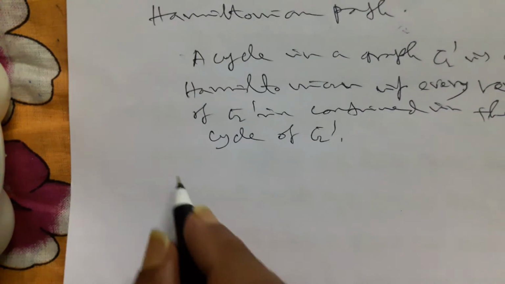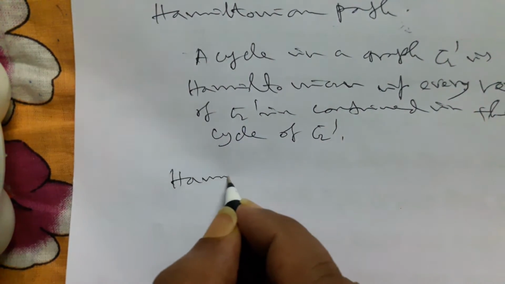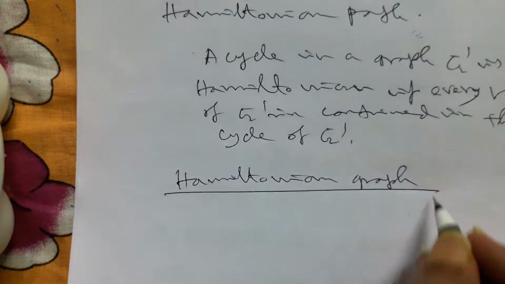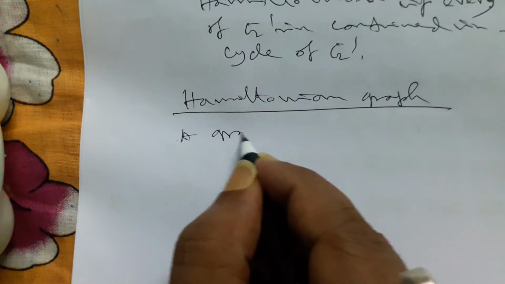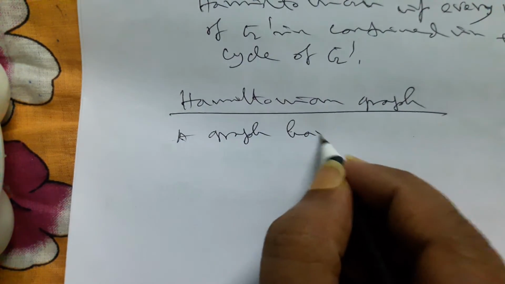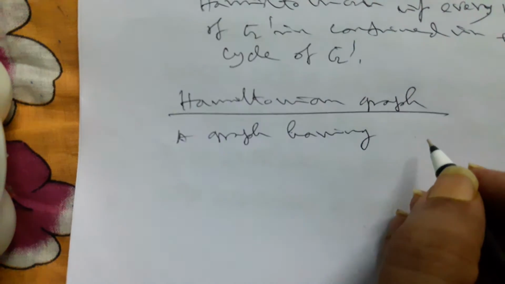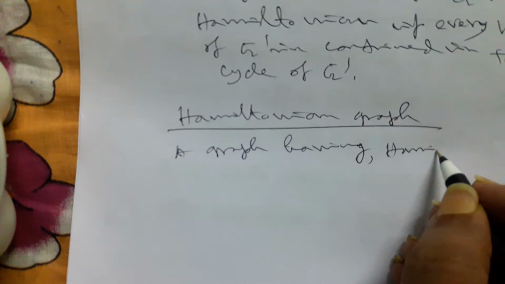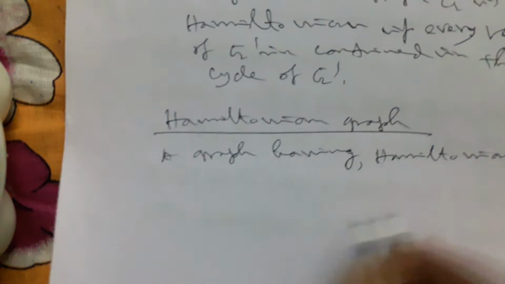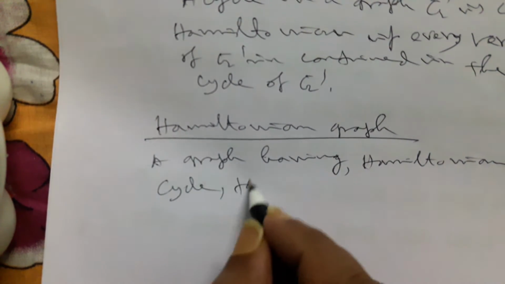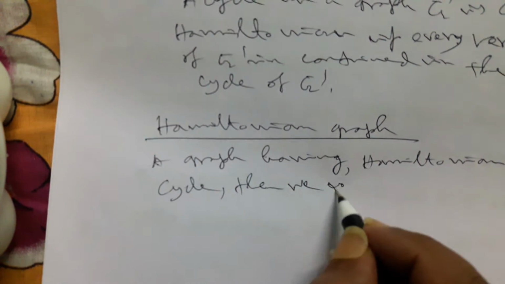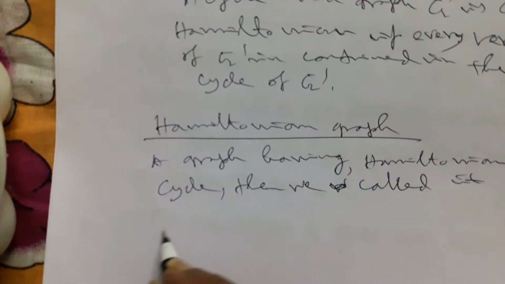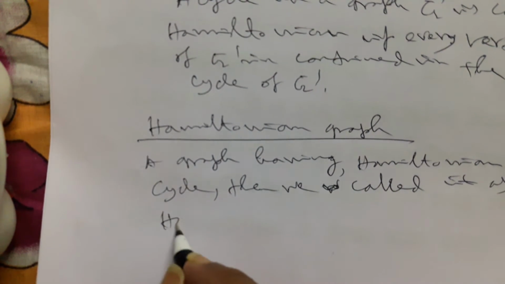Now we consider Hamiltonian graph. That's the main point. A Hamiltonian graph: a graph having a Hamiltonian cycle, then we call it a Hamiltonian graph.